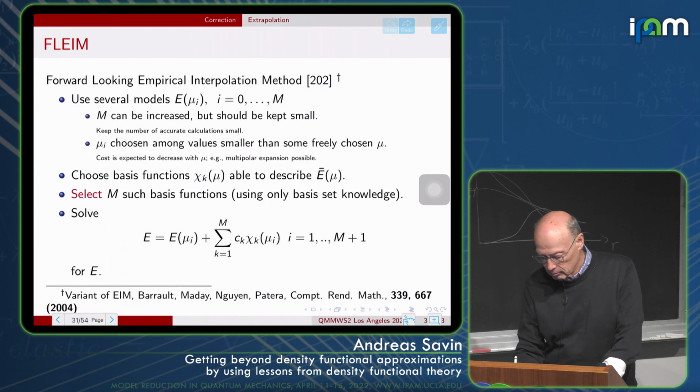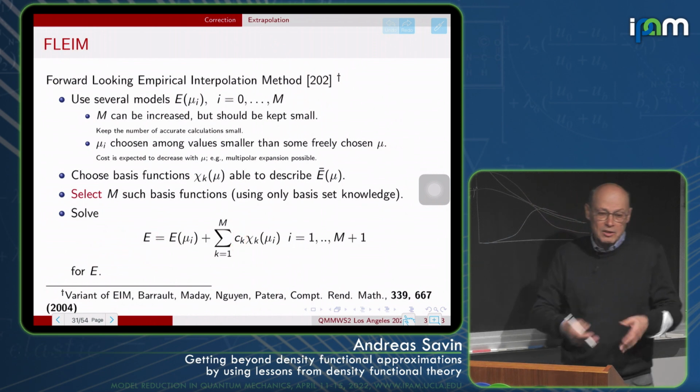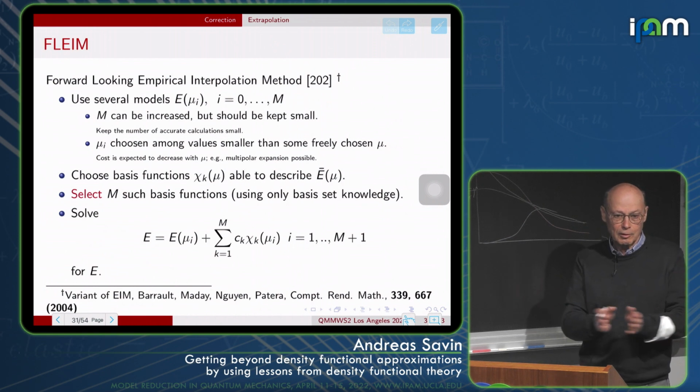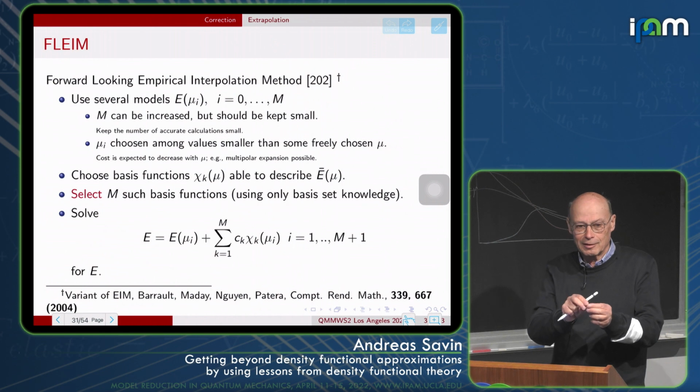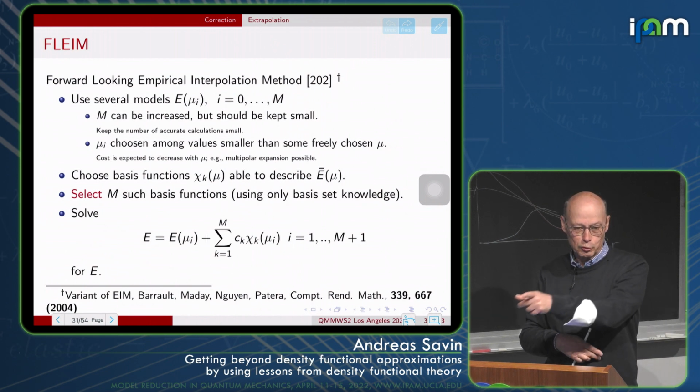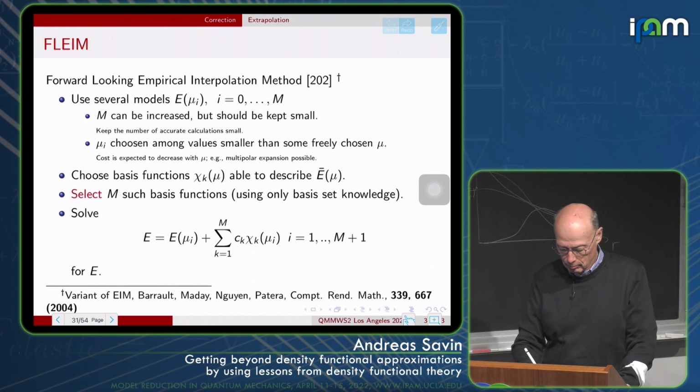So if I have m plus 1 points, I can determine the m plus 1 unknowns, the energy and the coefficients. I start with 1 point, it's just my model. Then I put 2 points. And this method is a way to select which basis function you should take and which points are the best. It's a criterion.